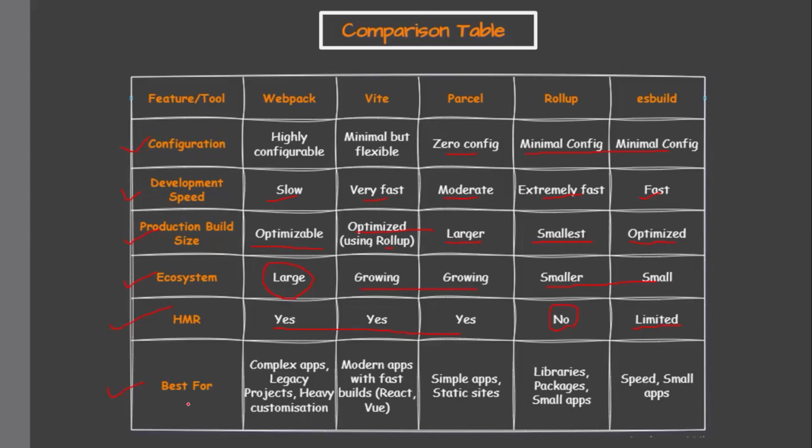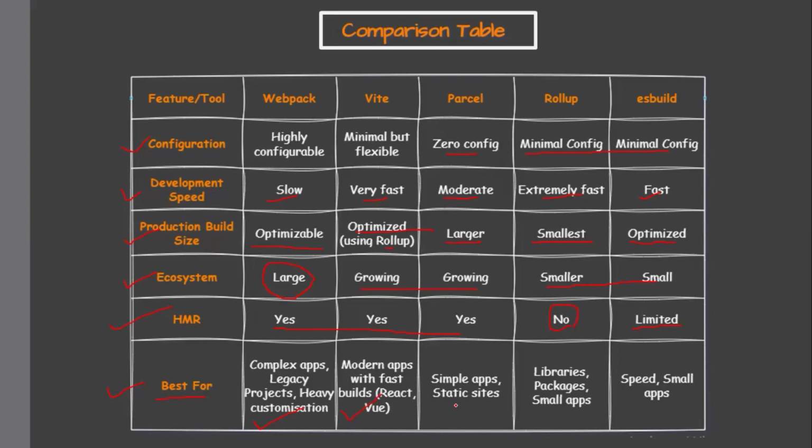Then talk about the most important factor, which build tool is best for what. When we talk about a complex application or a legacy project which requires heavy customization, then go with Webpack. If you want to go with a modern application with faster build, especially frameworks like React, Vue.js or Angular, you can go with Vite.